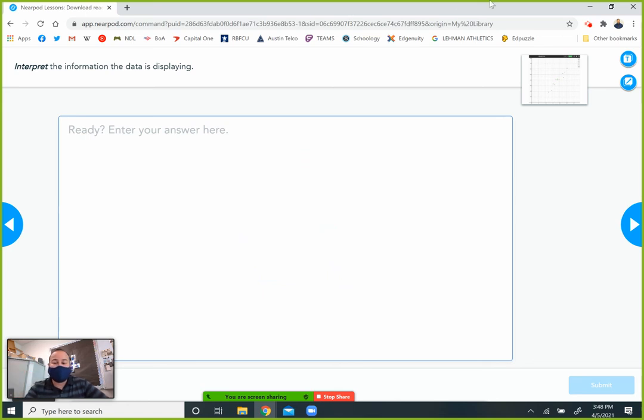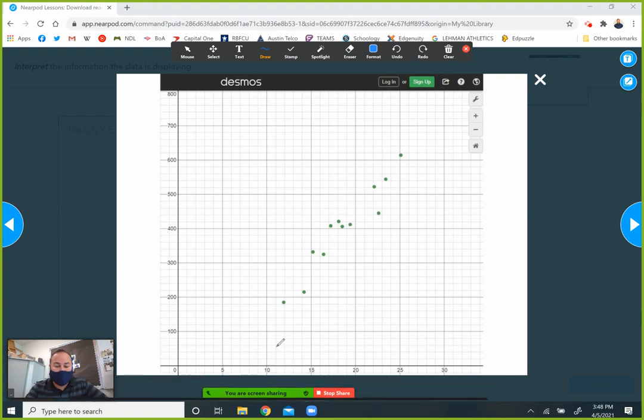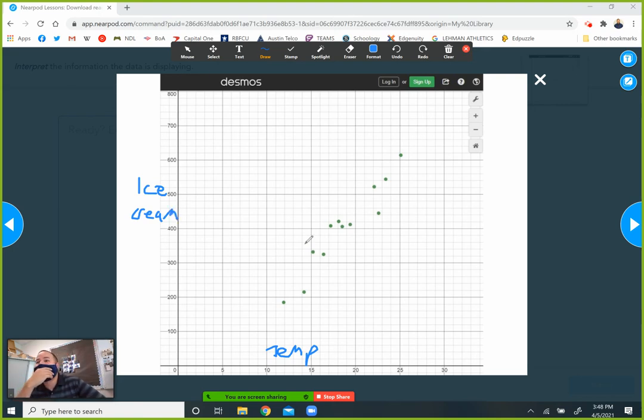Interpret the information. Okay, don't forget, what does this stuff represent? Well, the x-axis was temperature, and the y-axis was ice cream sales. So what are we learning from this data? The higher the temperature goes up, the more, yeah, the hotter it gets, the more ice cream gets sold. The hotter it gets, the more ice cream gets sold. Is that generally the case? Does hot temperature cause ice cream sales to go up, or are they just correlated?